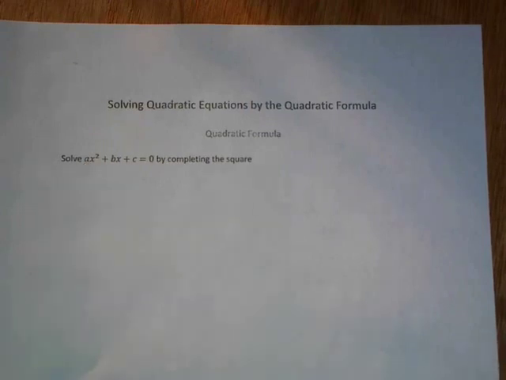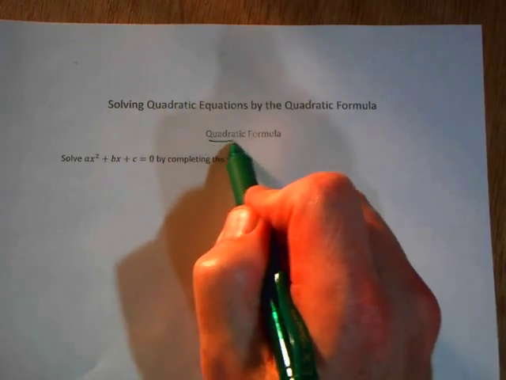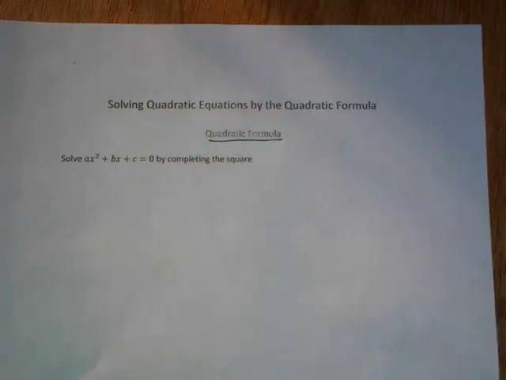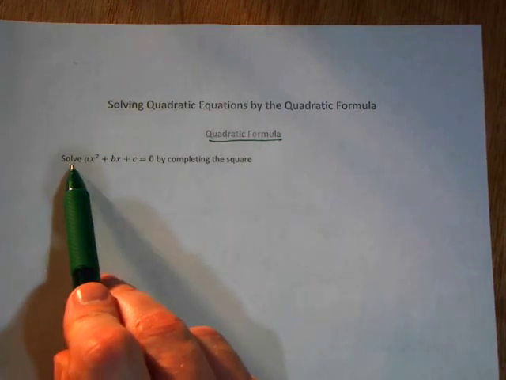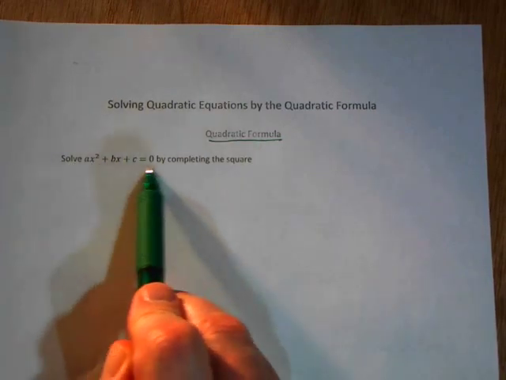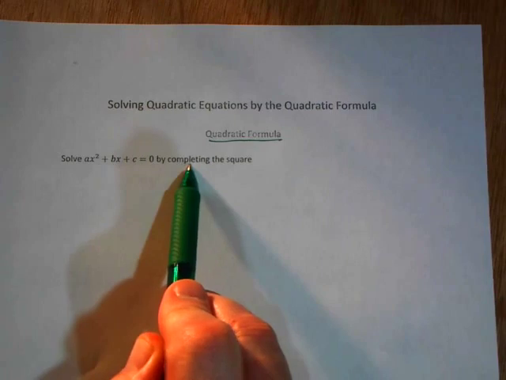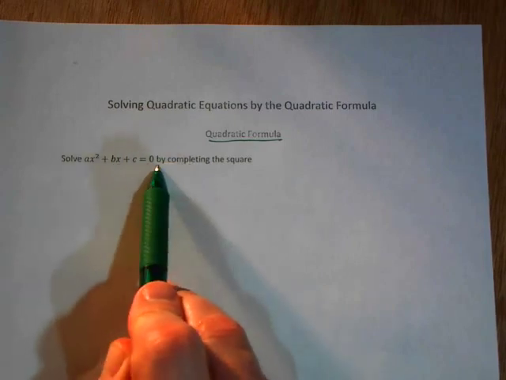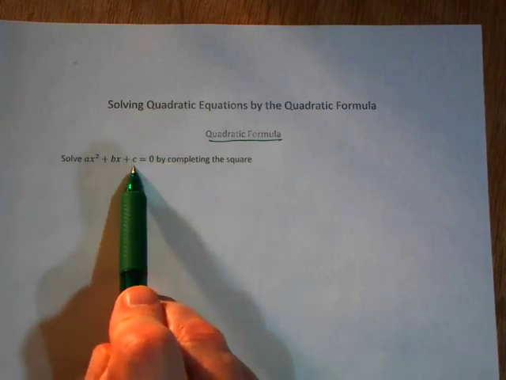So what we're going to do is develop something known as the quadratic formula. My guess is there's a good chance you've probably seen this before, but you might not have seen where it comes from. Where does the quadratic formula come from? The quadratic formula is really a special case of just completing the square. So we're going to take this general equation and complete the square.